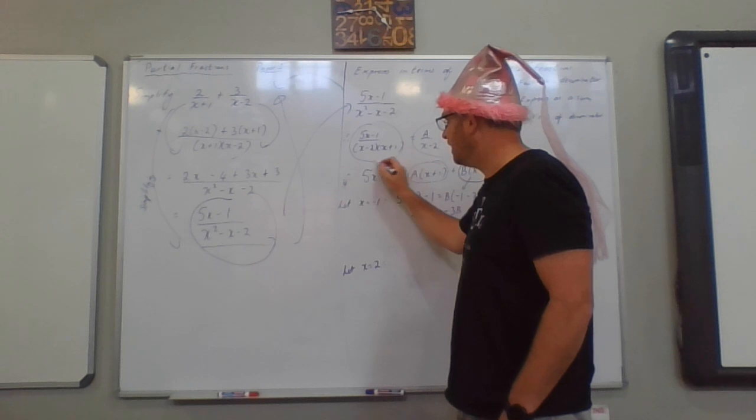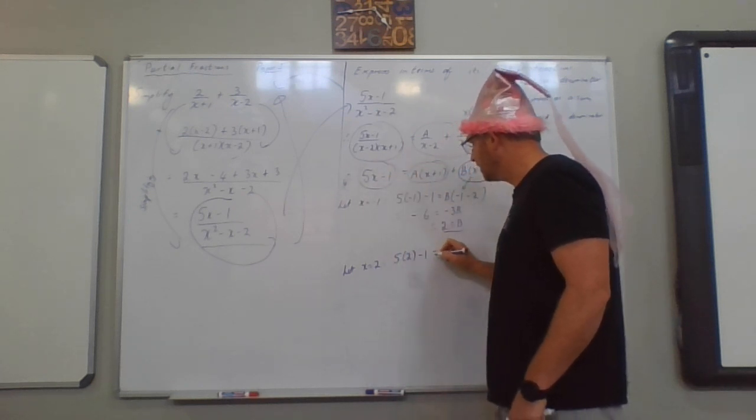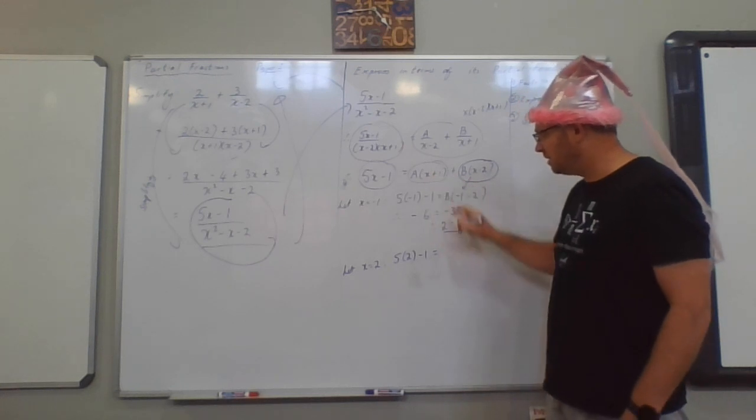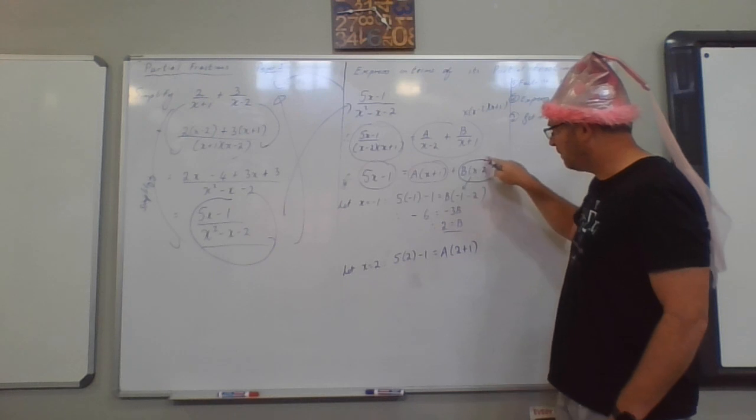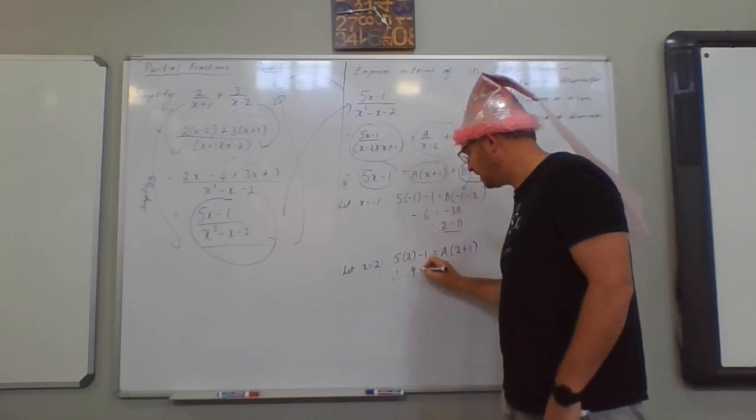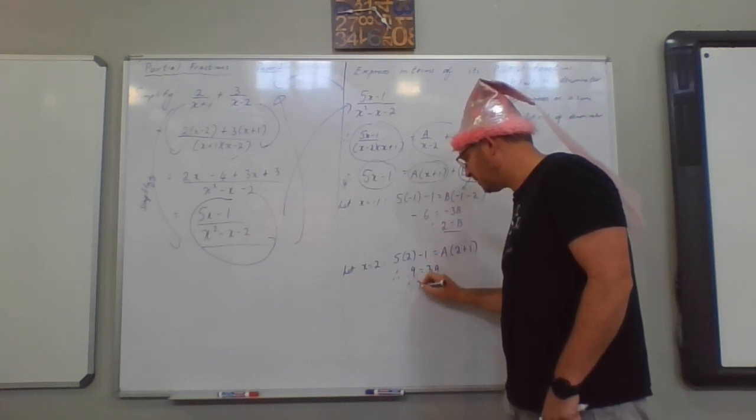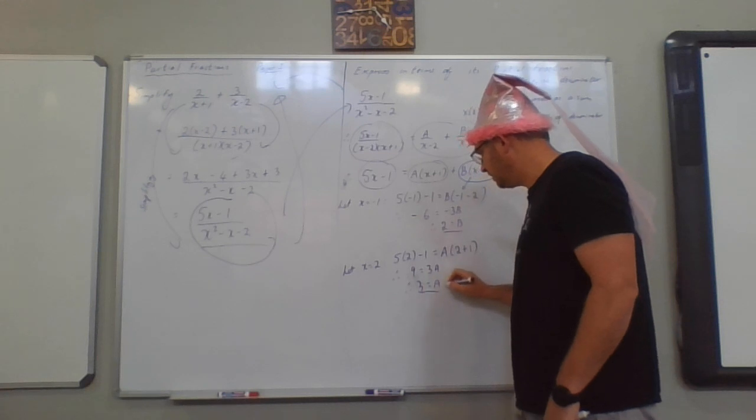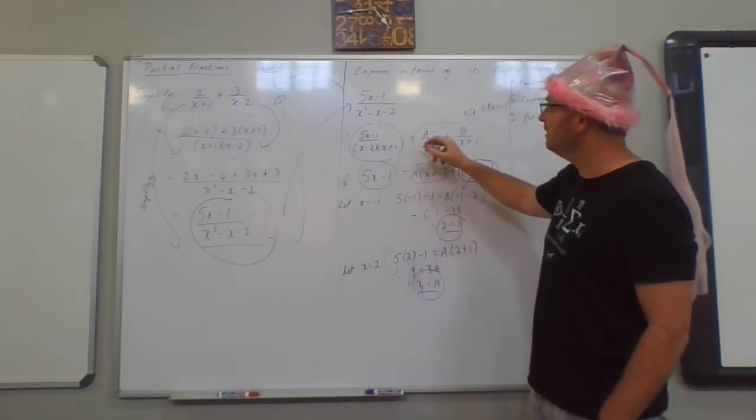And then the left-hand side becomes 5, replace x with 2. Okay, I've got to replace x with 2 over here. So I'm going to get a times 2 plus 1. When I replace x with 2, that whole thing disappears. So I'm left with 10 minus 1, which is 9, is equal to 3a. So divide by 3, I get a is equal to 3. So I've got b is 2 and a is 3. Always write your final answer down.